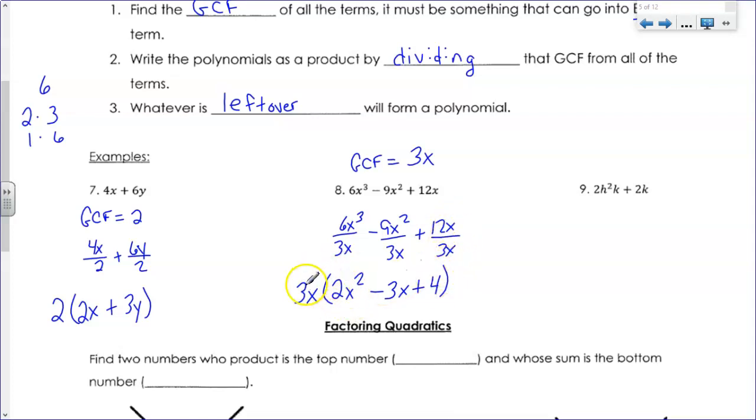Again, if I check by distributing, 3 times 2 is 6. And then when I multiply, I add exponents, so x to the third. 3 times 3 is 9, x squared. 3 times 4 is 12, x.